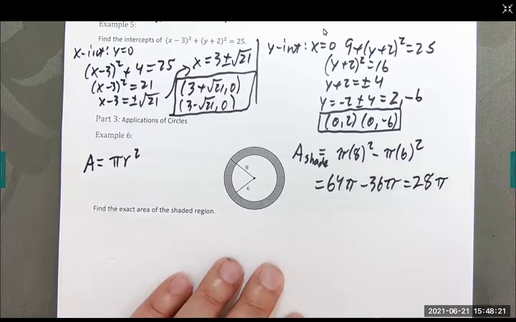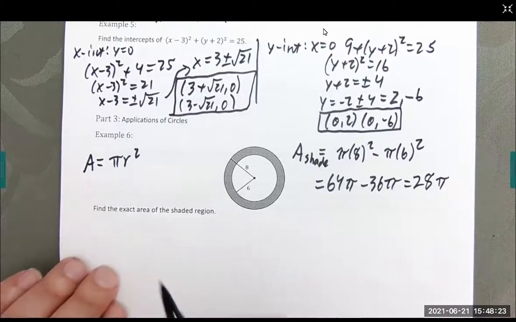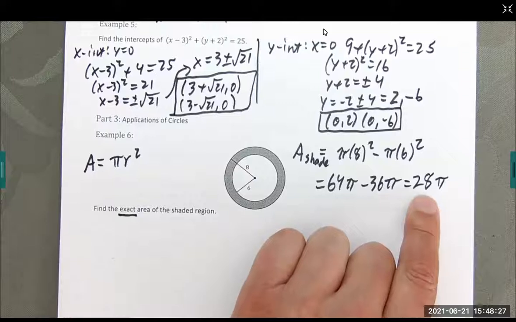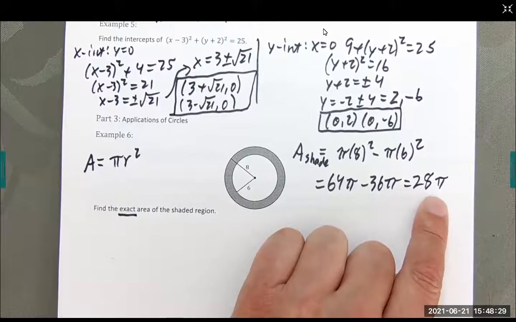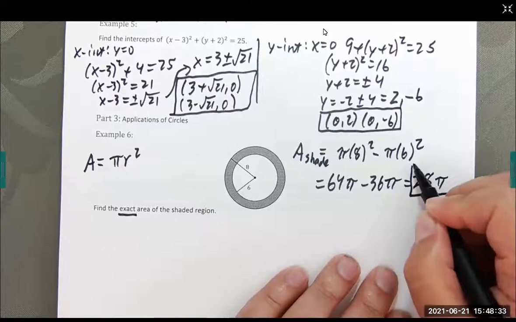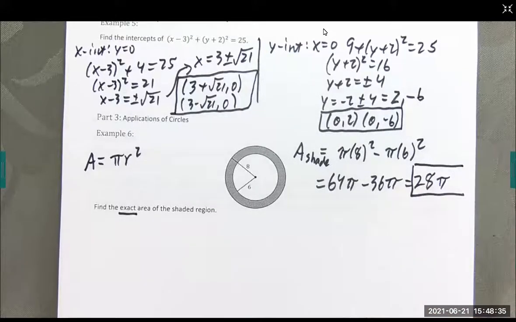We don't have any units on this. Now, I want to point out this says exact. So if you multiply 28 times an approximation of pi, it's no longer exact. It's being rounded off somewhere. So this is the exact area. Not too bad. And of course, if we had units, we would put square feet, inches, miles, kilometers, whatever it is. Hope that helps.